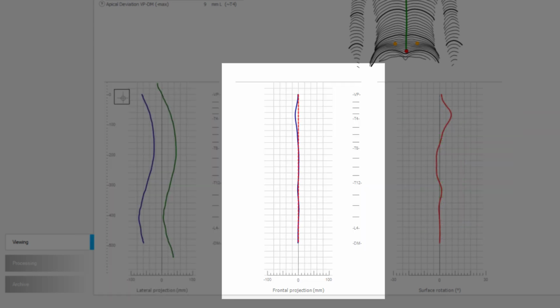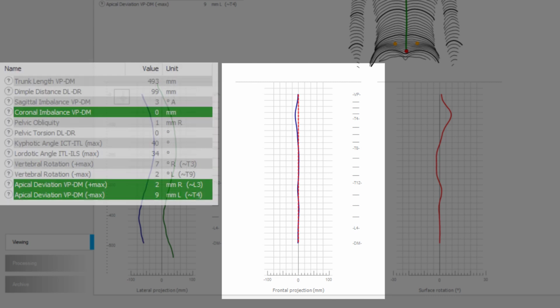The mid-graph of the frontal projection shows an exact PA view of the line through the vertebral bodies with the blue line. A convexity to the side is called a lateral deviation. The parameters apical deviation, VPDM, plus and minus max are listed in the parameter table for this purpose. Plus max shows the value of the maximum lateral deviation to the right, and minus max shows the maximum deviation to the left. The segmental level of the maximum deviation is added to the values.